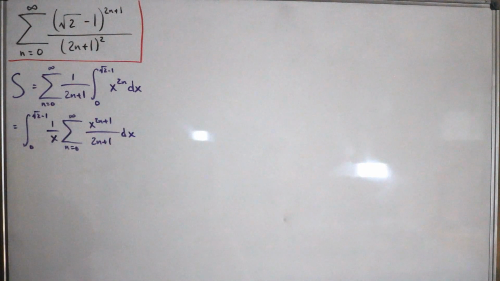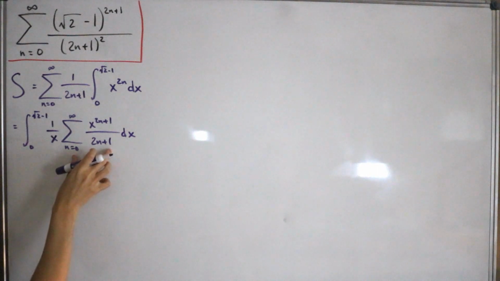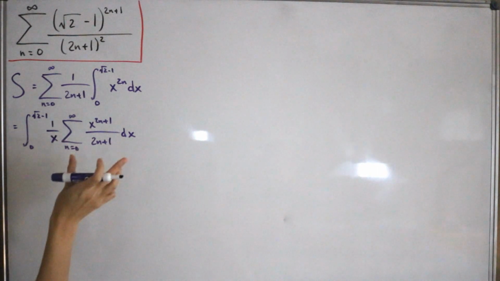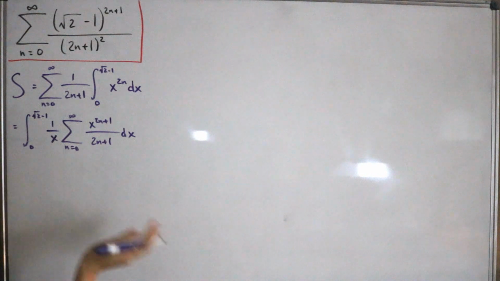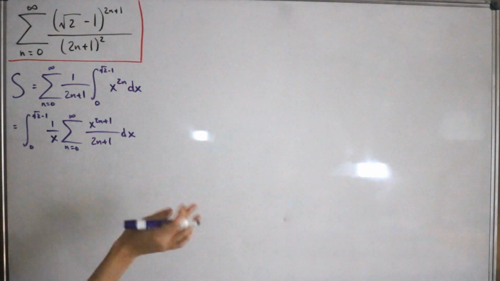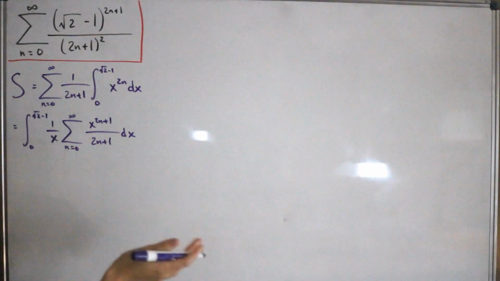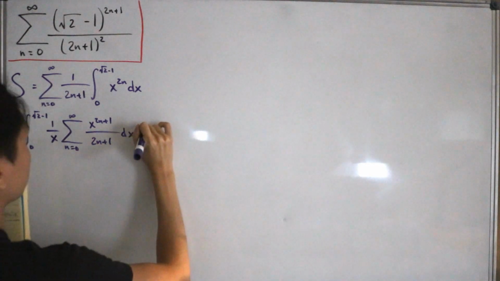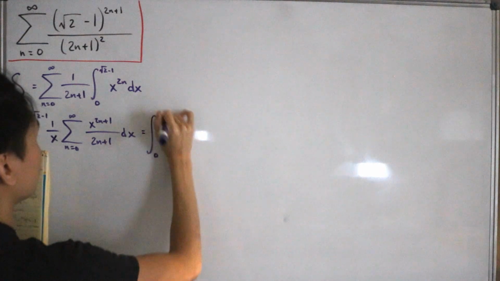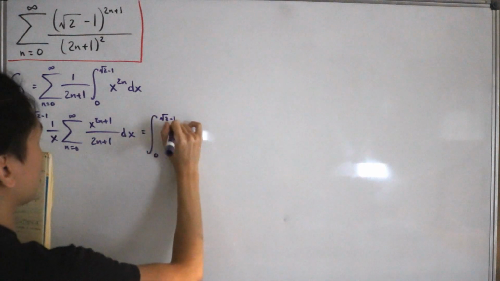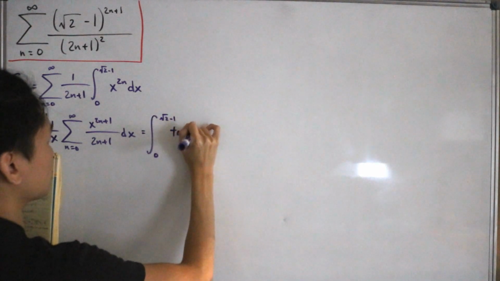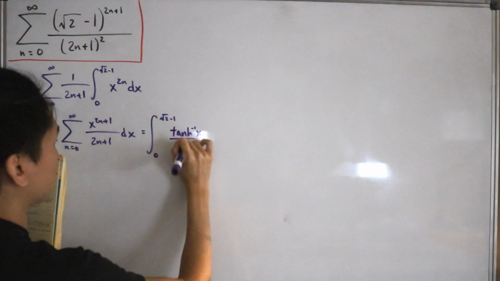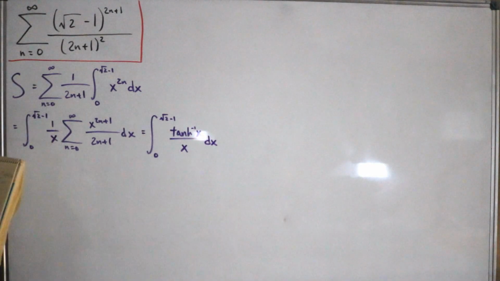By definition, this infinite sum is the Maclaurin series of the inverse hyperbolic tangent, and this is valid when the absolute value of x is less than 1. So we can do the following replacement. Let me write this over here: the integral from 0 to the square root of 2 minus 1 of the inverse hyperbolic tangent of x, divided by x, dx. So that's nice.